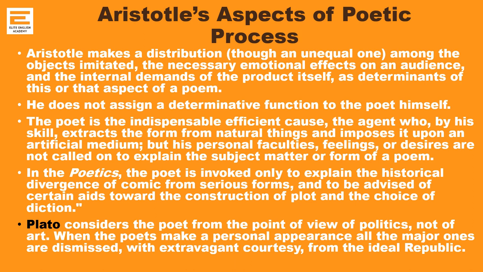Next, we have entered into a very complex idea, the poetic process according to Aristotle. So the aspects of poetic process. First, he distributes something. That is, what are the other things imitated in tragedy? So which is more important? That is, the emotional effects on an audience. A tragedy should make an emotional impact. So that is number one.